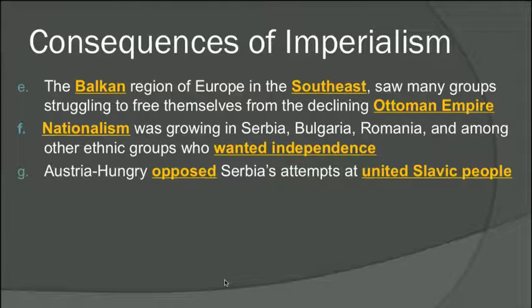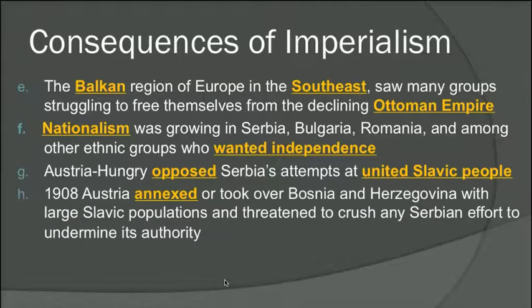Well, Austria-Hungary opposed Serbia's attempts at a united Slavic people. Austria-Hungary had been creating an empire in Europe. That's imperialism. When they take over and start dominating another group politically, like is going on here, that is imperialism. So naturally, the Slavic people are not going to be very happy with Austria-Hungary. So in 1908, Austria annexed or took over Bosnia and Herzegovina, with large Slavic populations, and threatened to crush any Serbian effort to undermine its authority.